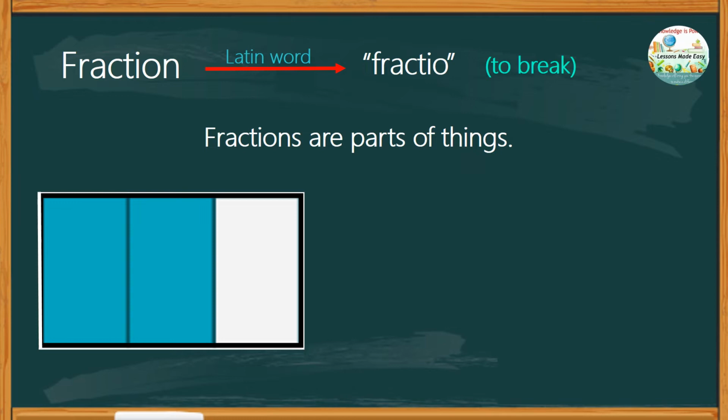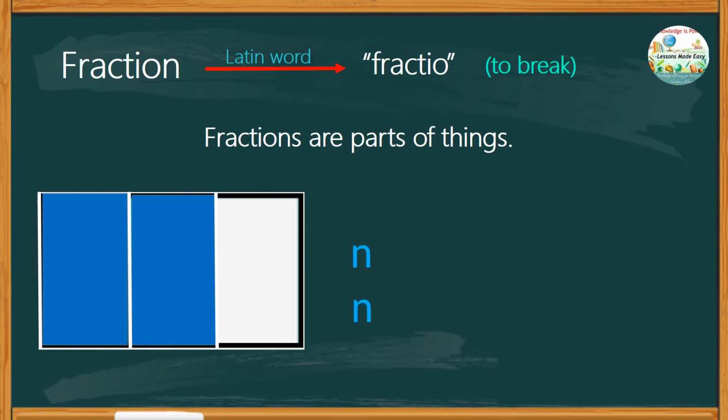A rectangle is divided into 3 equal parts, and 2 parts are shaded or used. How do you write the fraction for this? To write a fraction, you need 2 numbers. 1 number on the top and 1 at the bottom, and a line between them. But what number goes on top? And what number goes at the bottom?